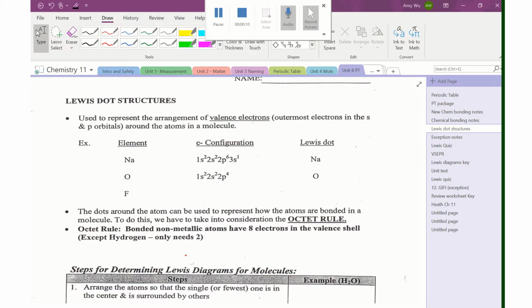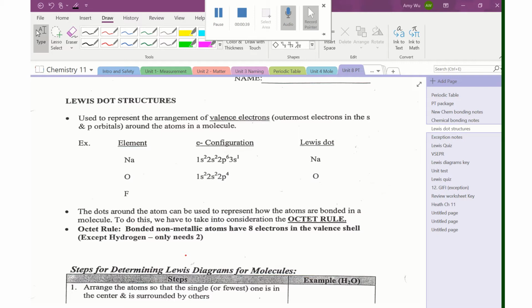Okay, so this is our second offline lesson, and I hope you guys are getting the hang of it. Same as last time, you should have your printed notes ready, or pen, pencil and paper ready to take some notes. Okay, so today's lesson is on Lewis dot structures.